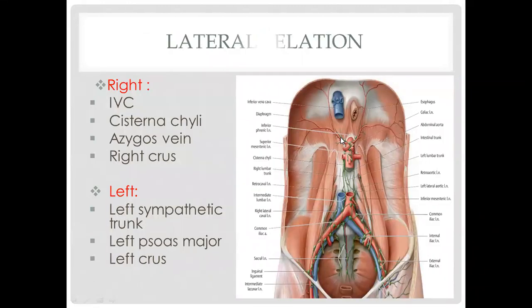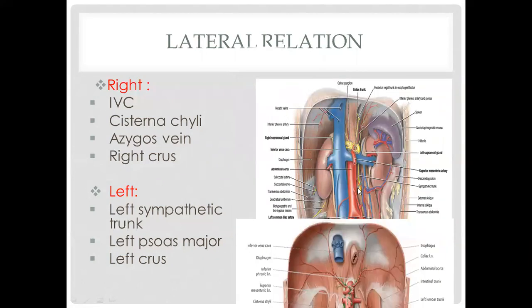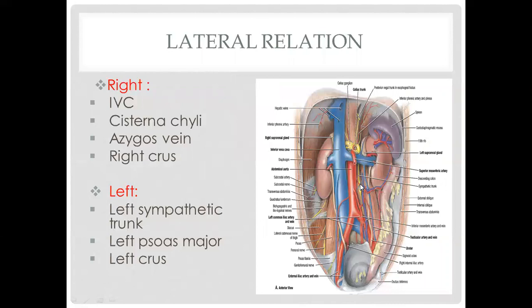In the lateral relations, on the right there is the inferior vena cava, which is removed in this picture, the cisterna chyli, and the right crus of the diaphragm. On the left side there is the left psoas muscle and the left crus of the diaphragm. Also, the sympathetic trunk on the left side is present as well, and the inferior vena cava on the right.